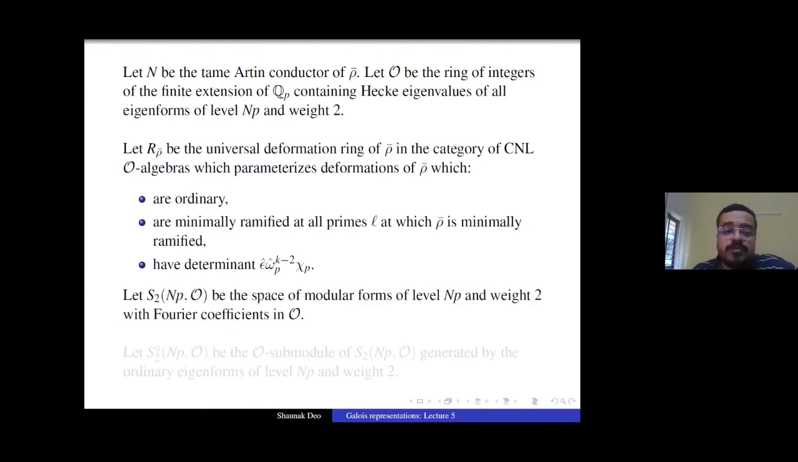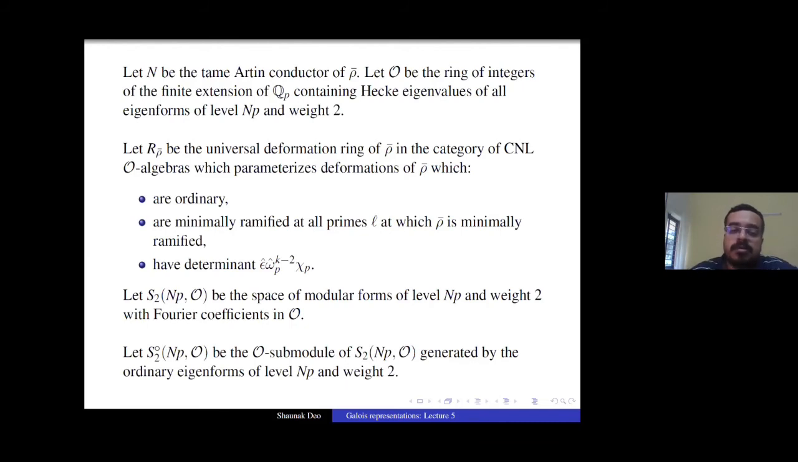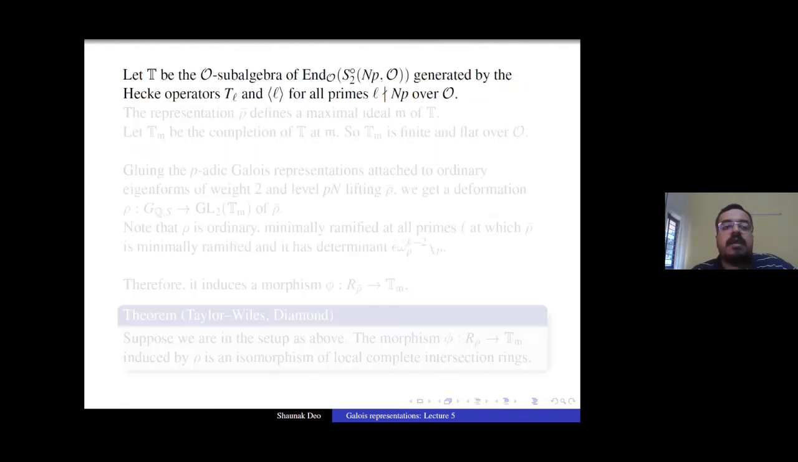For that, we let S_2(N p, O) be the subspace of modular forms of level Np and weight 2 with Fourier coefficients in O. Now we consider its O-submodule S_2^ord(Np, O), which is generated by the ordinary eigenforms of level Np and weight 2. Because all the eigenvalues are in O, we can do all these things. And we let T be the O-subalgebra of the endomorphism ring of these ordinary eigenforms, which is generated by the Hecke operators T_l and diamond operators <l> for all primes l not dividing Np.